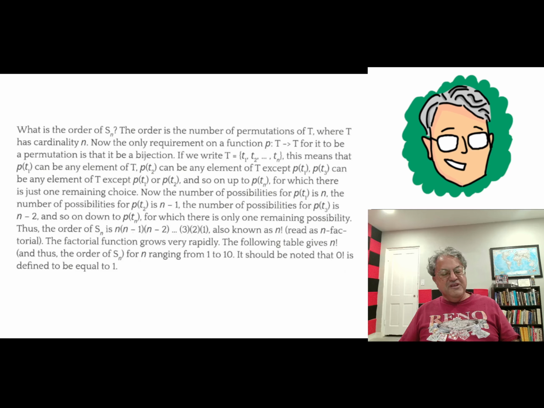So I think you can see it's going to be 10 times 9 times 8 times 7 times so on, and that's 10 factorial. Or in general, if your set had cardinality n, there would be n factorial permutations. So there's n factorial elements of S sub n.